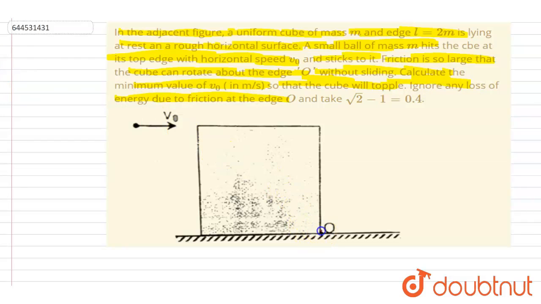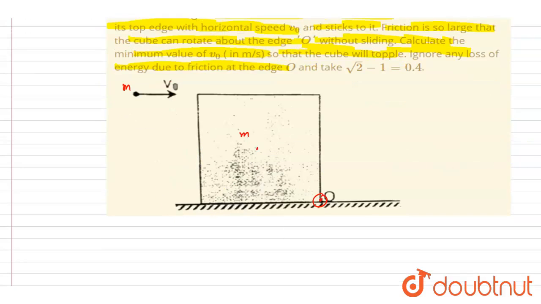So if you see, it will topple about this point O, right? And it is said that this mass m sticks to this cube, right? So basically, it will be a pure rotation about point O after the collision. Alright. So let us find out the moment of inertia. This length is L. So this is a cube, right? So this will be L cos 45.